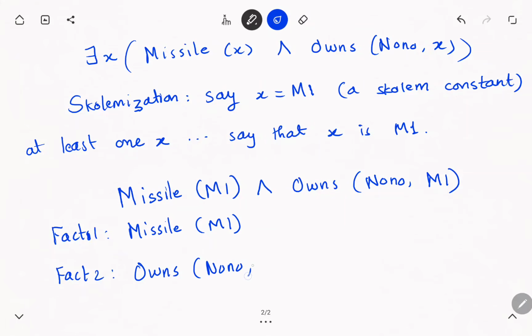It no longer contains any variable. M1 is not a variable. M1 is a hypothetical missile, a hypothetical substitution. There was at least one x for which this is true. So let that at least one x be M1. So that is M1. Okay, so now we have these.